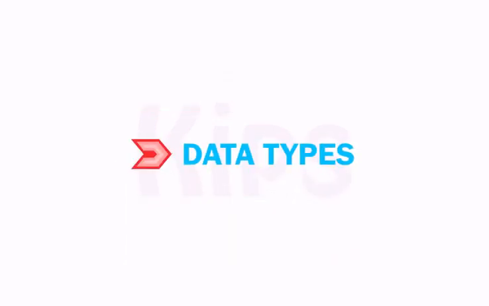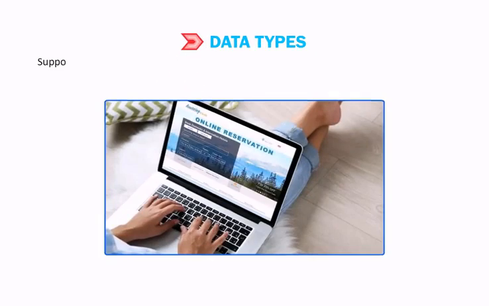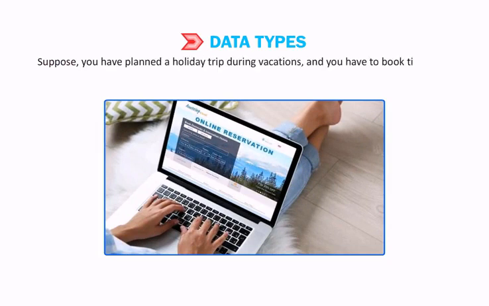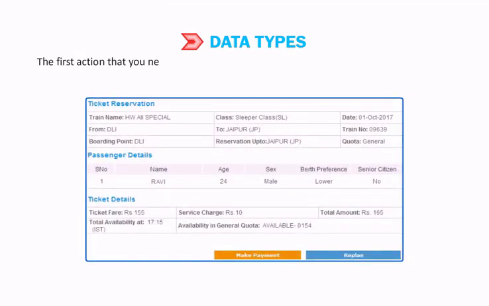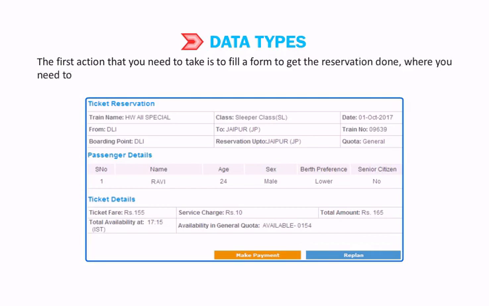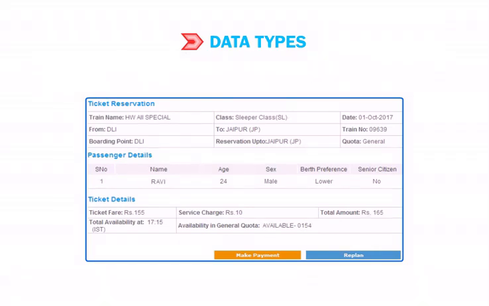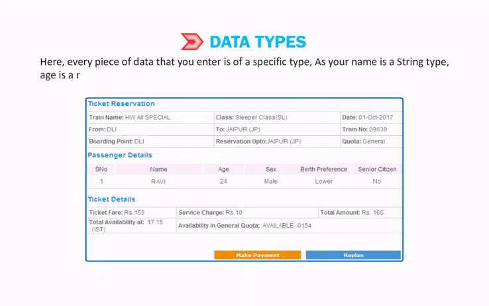Okay, let us talk about data types. Suppose you have planned a holiday trip during vacations and you have to book tickets for your family members. The first action that you need to take is to fill a form to get the reservation done, where you need to give your required details like train number, date of journey, name, age, etc. Here, every piece of data that you enter is of a specific type. As your name is a string type, age is a numeric type, and date of journey is of date type.